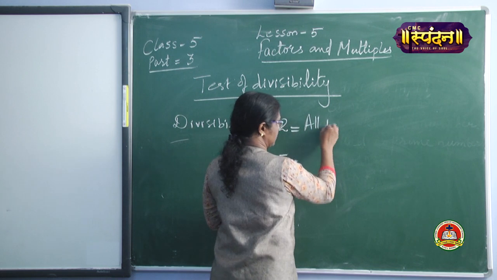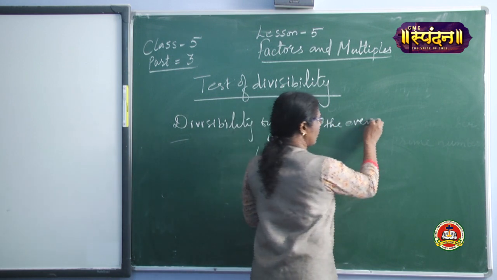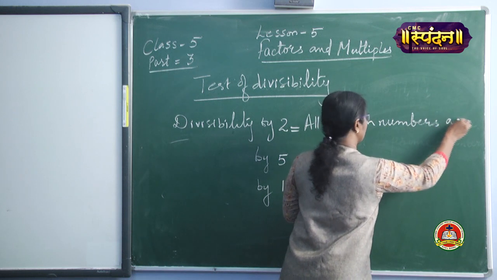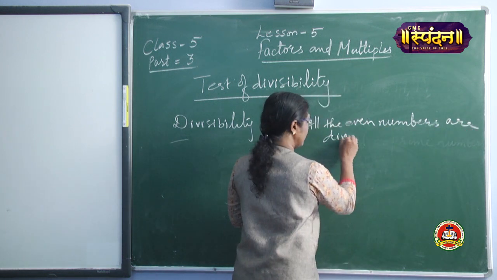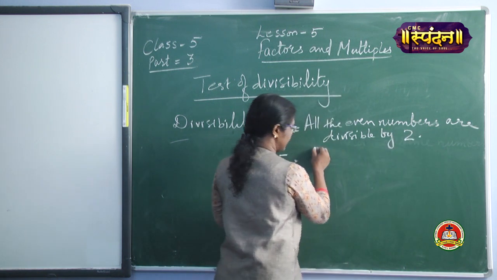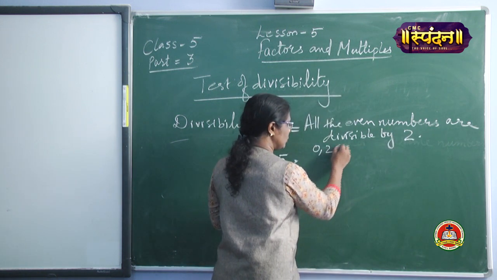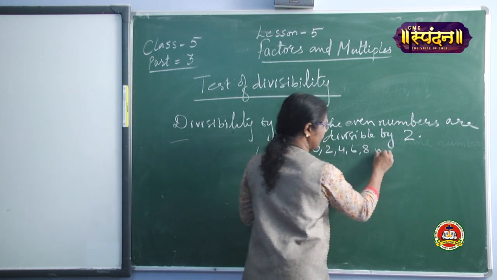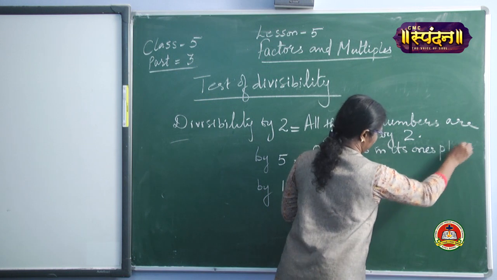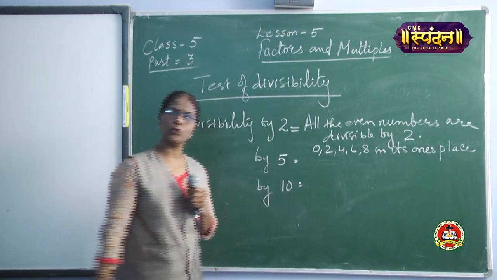All the even numbers are divisible by 2. Or you can say that the numbers which have 0, 2, 4, 6, 8 in the ones place are divisible by 2.